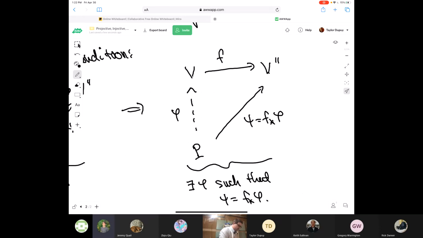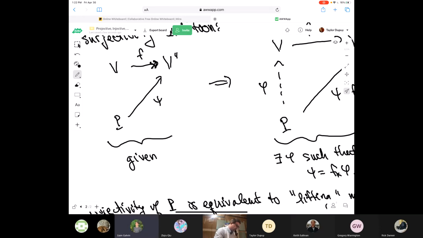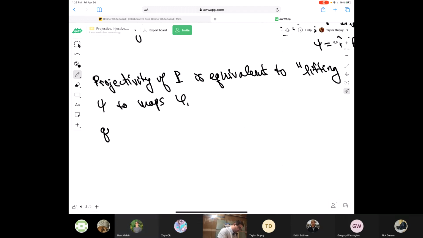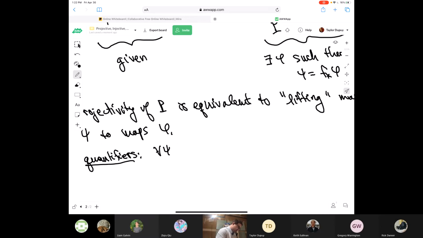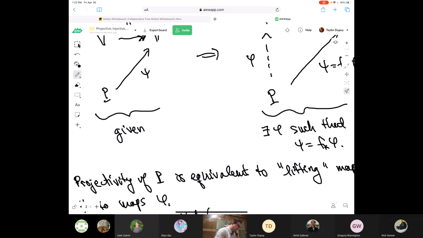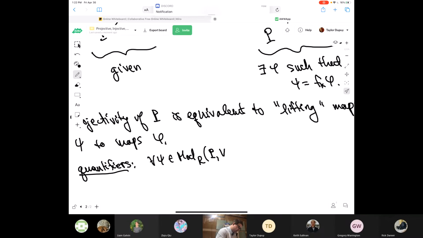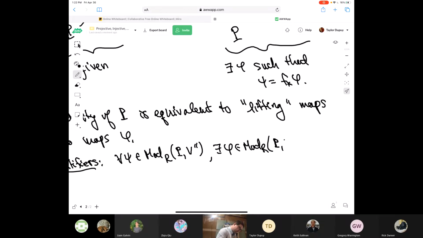So phi exists for all psi. The quantifiers are: for all psi in mod R, so it's just the quantifiers for surjectivity from P to V prime prime, there exists a phi in mod R, P to V, such that psi is equal to F lower star phi.